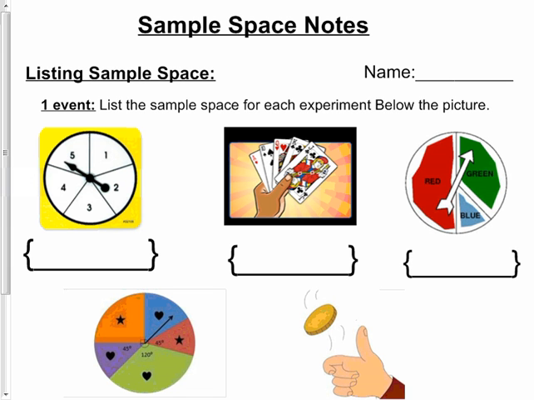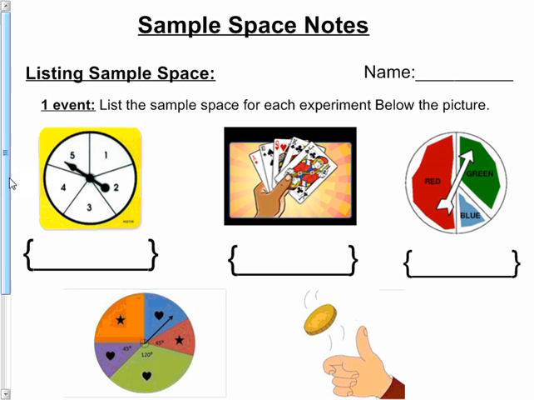Welcome to today's lesson on sample space with probability. What we're going to do today is learn what sample space is all about and how we can list it with one or more events. And then we will also see how many combinations there are of several events happening. So let's get started. First, if we want to list the sample space of just one event occurring.